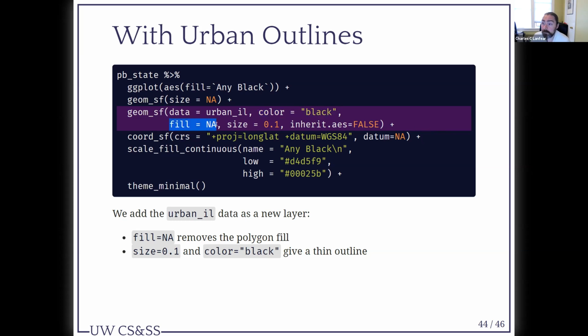No fill. I don't want to fill it in because I already have a fill from my census tracts. Size 0.1 makes a thin black line. Inherit AES false prevents it from inheriting things like the fill and the size from prior geometries. Just a nice thing to do. The way geometries in R and ggplot work, whichever one you name last goes on top. So my filled-in census tracts will be on the bottom and the urban boundaries will be on top. Okay, so let's see what it looks like.